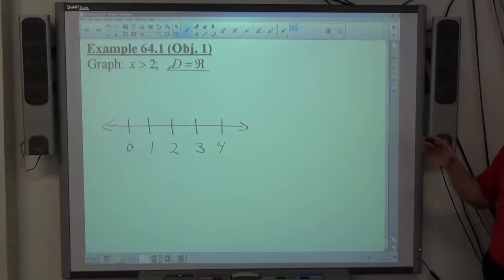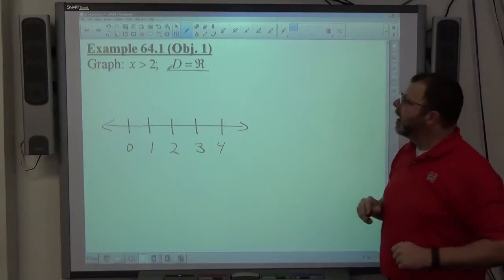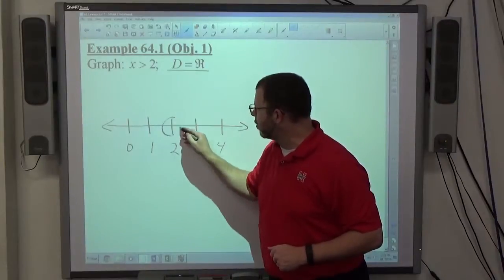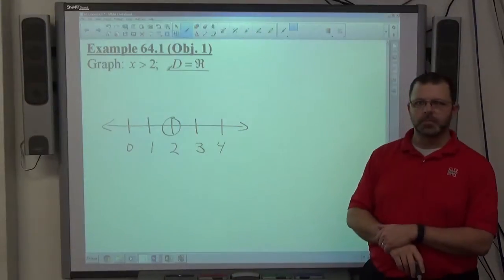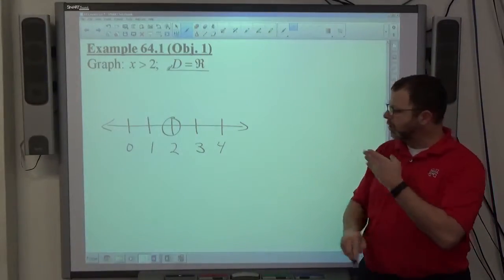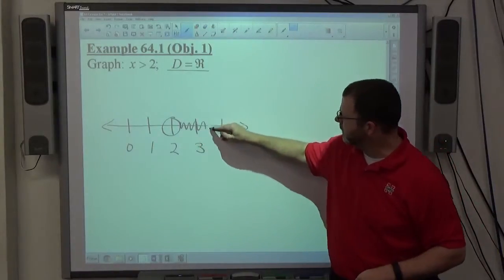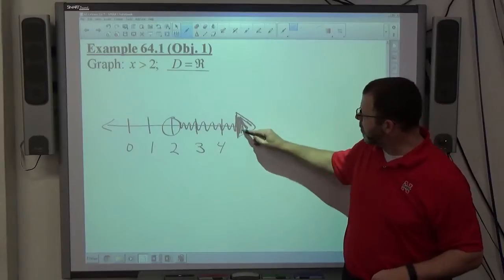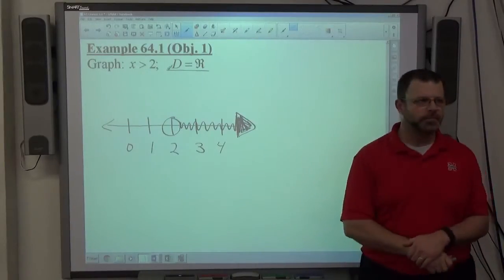So I put a number line, a line with arrows on both sides. I put 5 or more dashes. I'd have every single dash numbered. And then domain is reals. Greater than 2 is an open circle, unfilled in at 2. Greater than is bigger, so we're going to shade off to the right. And I make the arrow to the right much more elaborate than the arrow to the left.